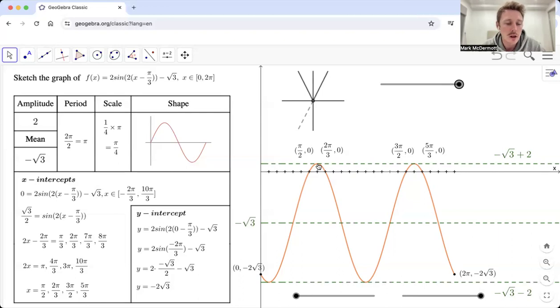So that was a bit ambitious. Hopefully that made a bit of sense. Try and follow that process for graphing any sine and cosine graphs, and even tan. You can follow a very similar process as well. Hopefully that makes a bit of sense.